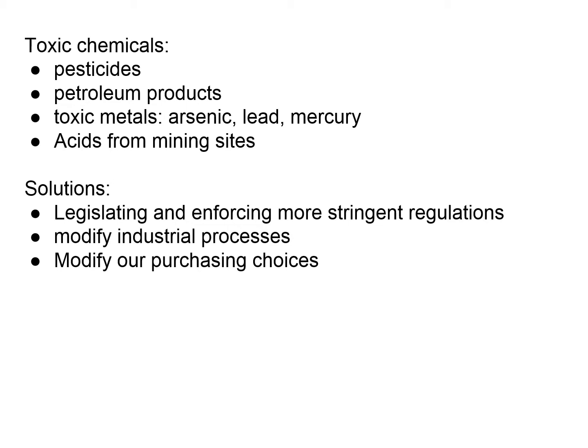And solutions could be legislating and enforcing more stringent regulations, so, how mining companies dispose of water or where they keep their waste ponds, those kinds of things. Modify the industrial processes to create less pollution in the first place. And then we can modify our purchasing choices to try to purchase things that have less impact on the environment.